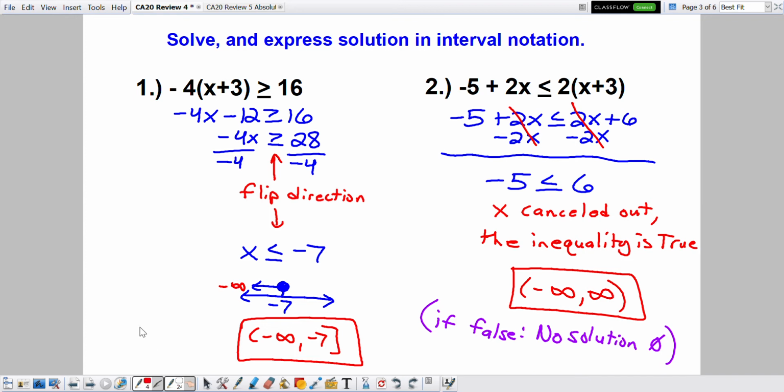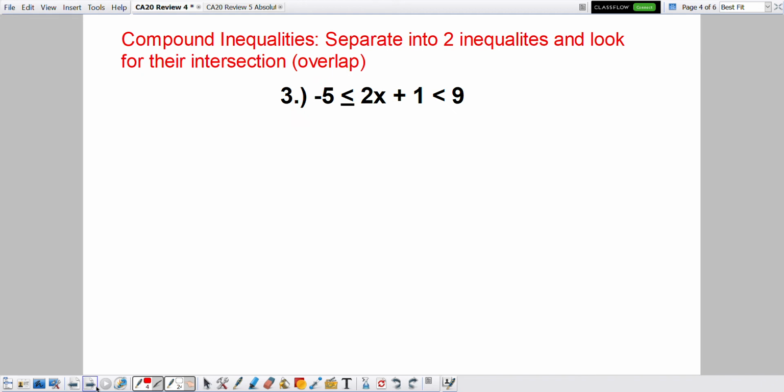I want to move into compound inequalities. And this is what a compound inequality looks like. You're going to see two inequality symbols, one right here and one right here. Something like this one, where the variable is in the middle and there's no other variables, you can solve it two different ways. You could solve this one if you wanted to just by subtracting 1 from the left, the middle, and the right.